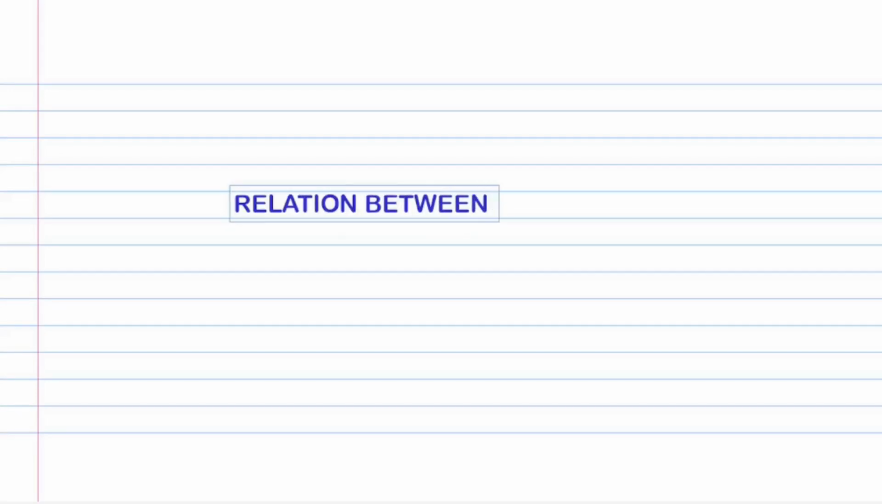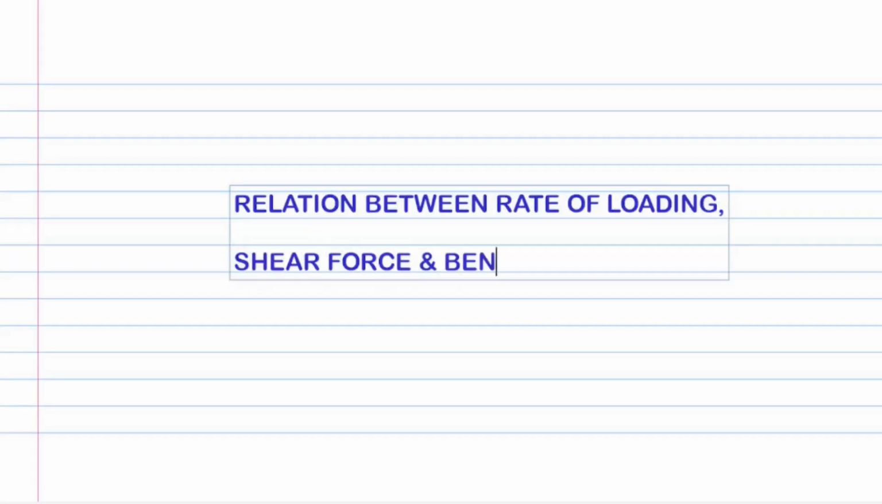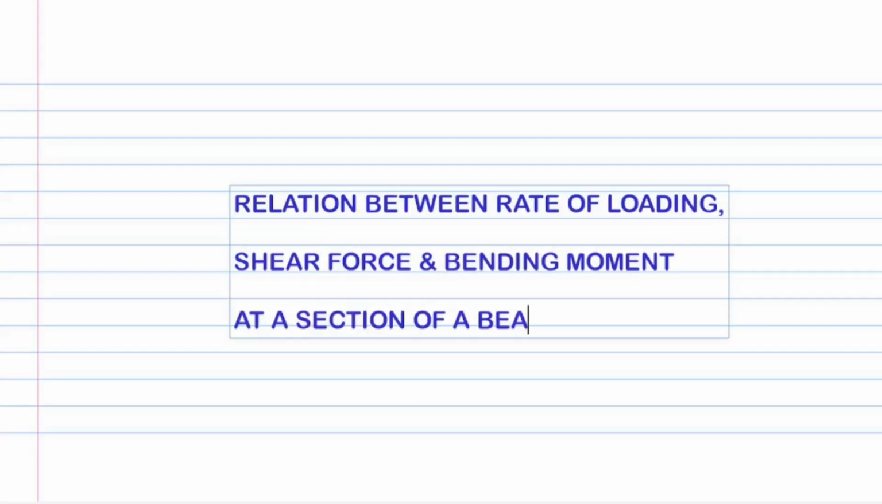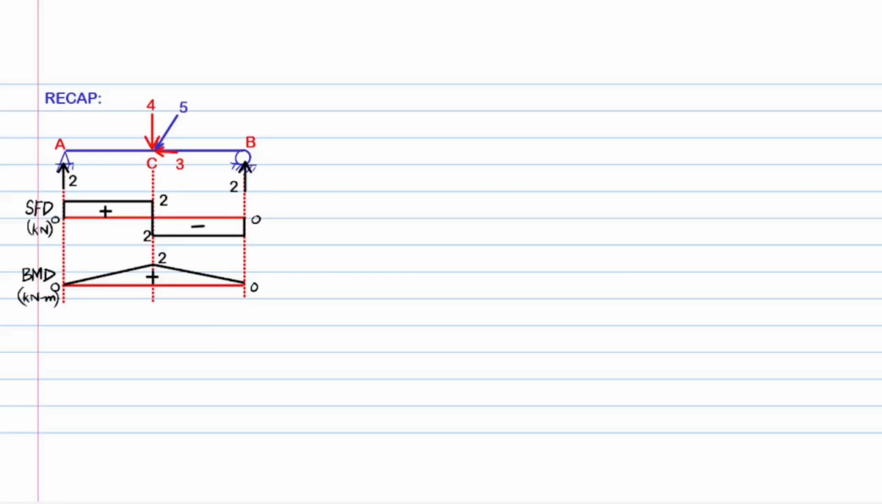Welcome to the lecture on relation between rate of loading, shear force and bending moment at a section of a beam. In the last lecture, we considered an example of a simply supported beam with an inclined point load at the center and solved for the unknown resistive axial force, shear force and bending moment developed at various sections along the beam length. We plotted the same in the form of respective diagrams.